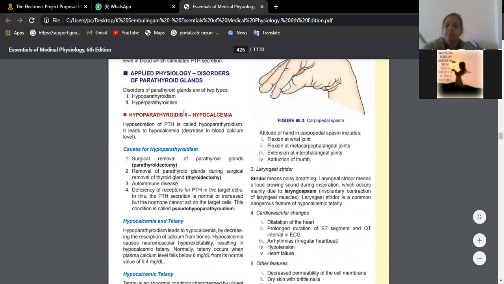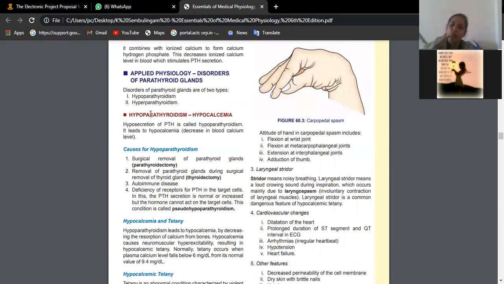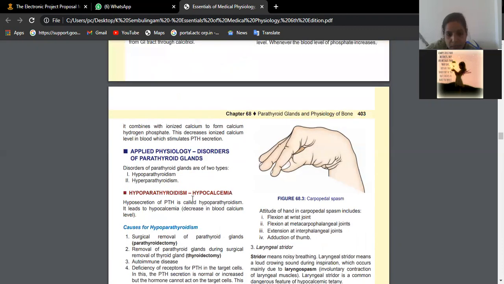Hypoparathyroidism. That means parathyroid hormone levels are low in the blood, because of which the muscle is not able to contract properly and it undergoes a typical spasm. So that condition is nothing but carpopedal spasm, what you see in case of tetany. Okay, beta? So that is the way he has framed the question now. Hypoparathyroidism is leading to low calcium levels in the blood.